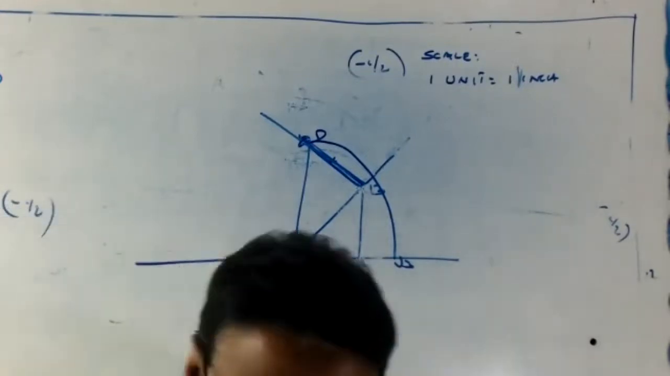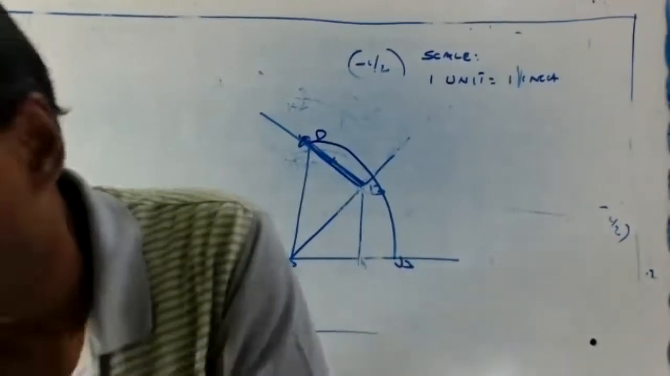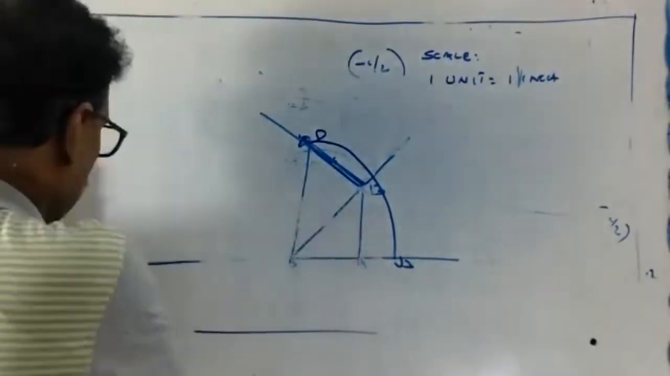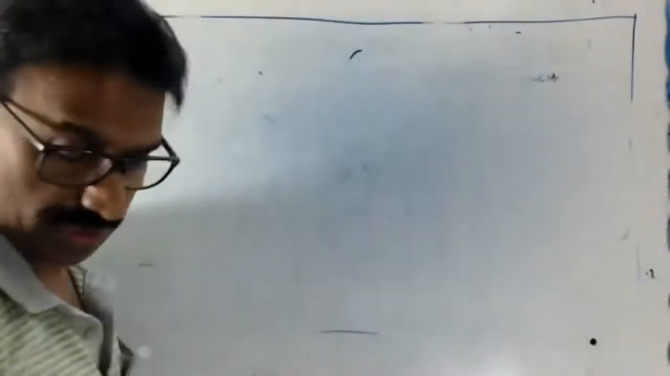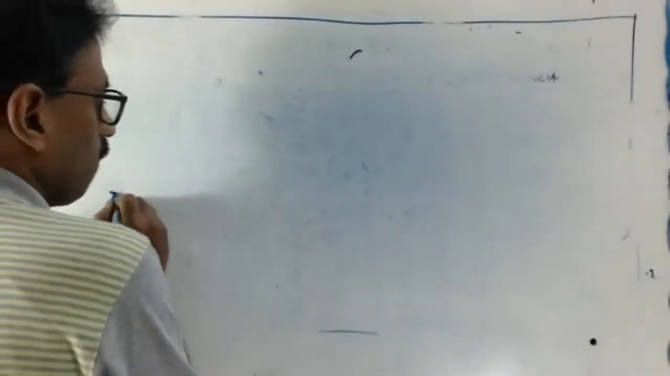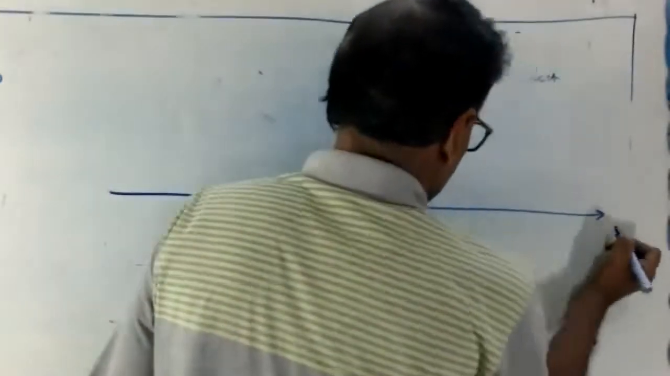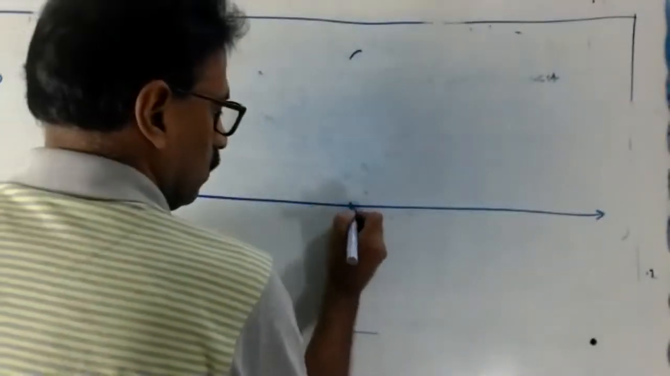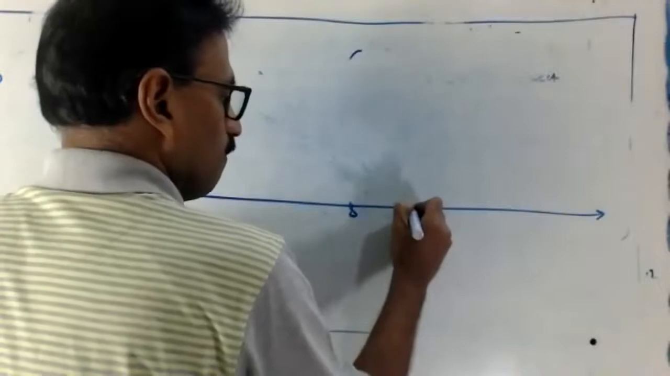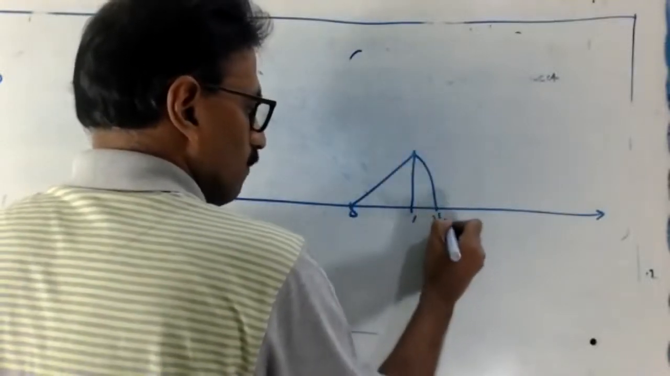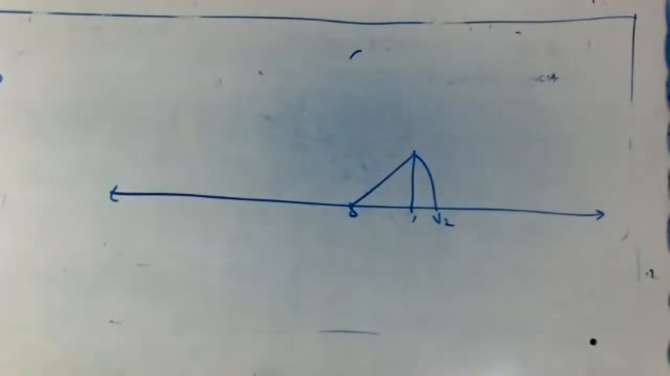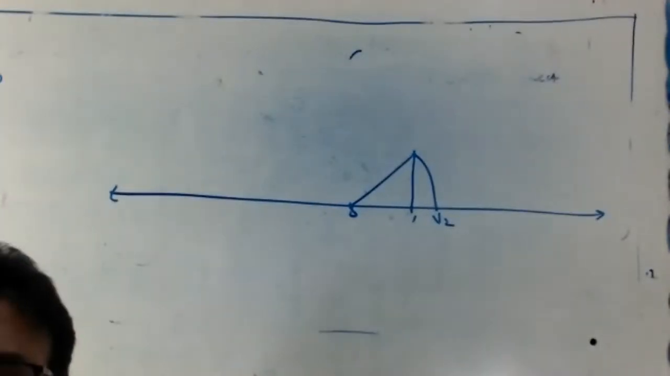Now some schools are doing another method. Look at here, I'll show that also. First of all, you draw one, root 2 here. Are you okay? Root 2 okay or not?